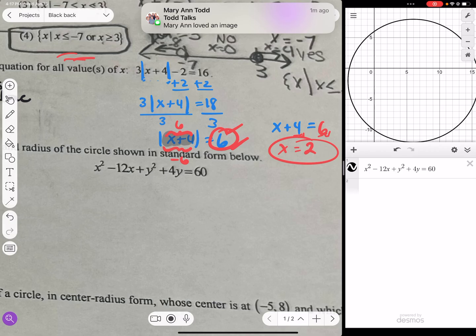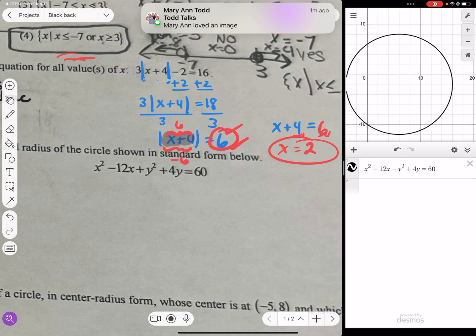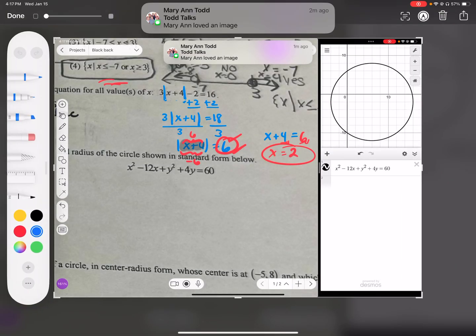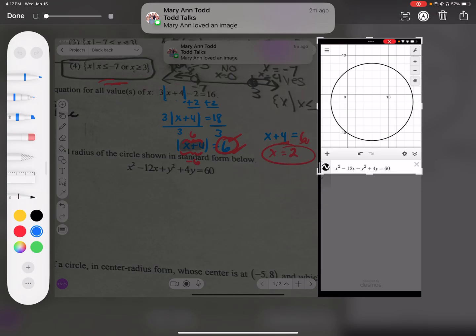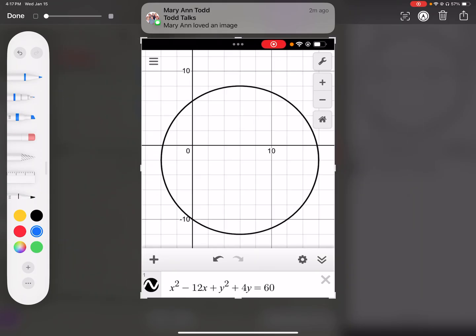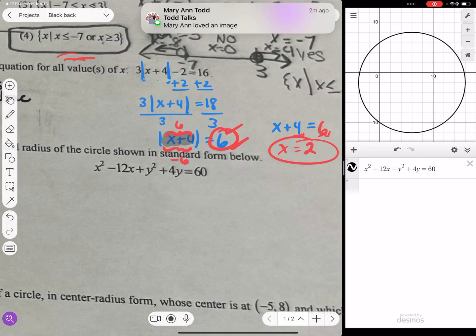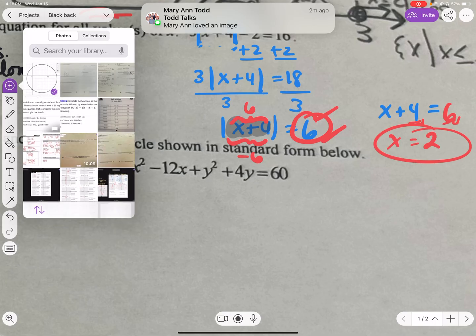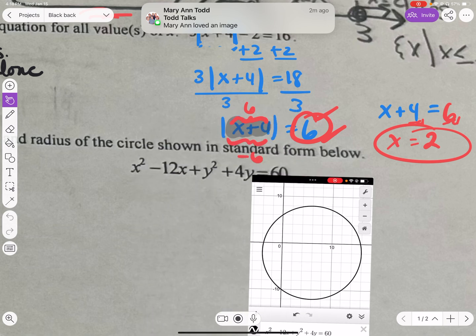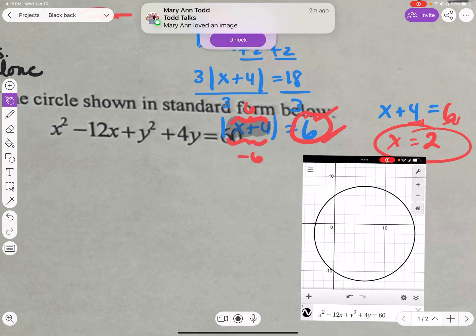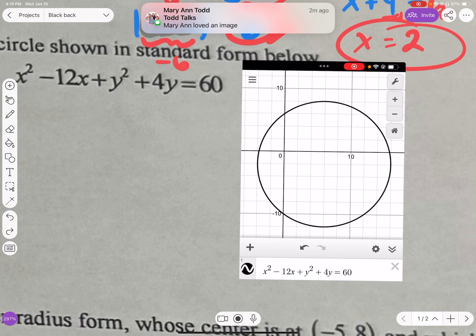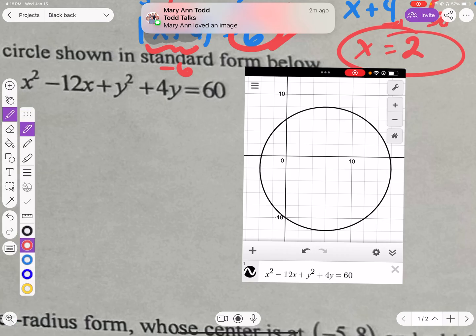But if we look at this thing, I'm going to take a snapshot of it so I can draw on it. And we'll shrink that down just a little bit. There we go. And I'm going to put it right on my paper here. All right, so here's my circle that I've got on Desmos. There's my circle. And so I could eyeball this thing and probably figure out where its center is.